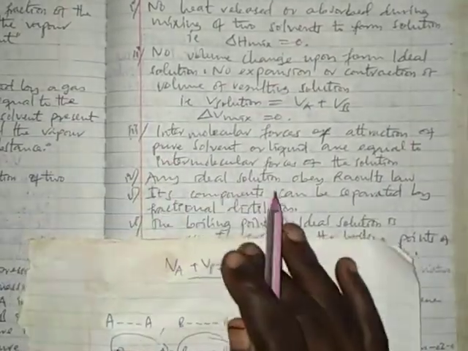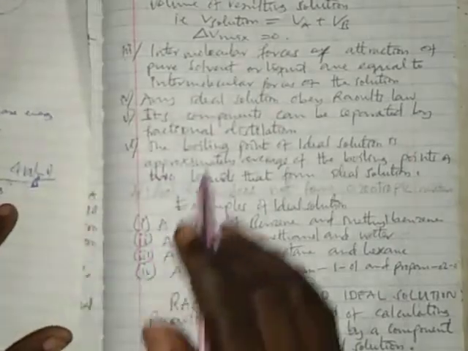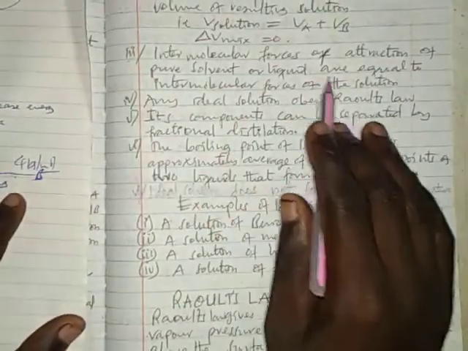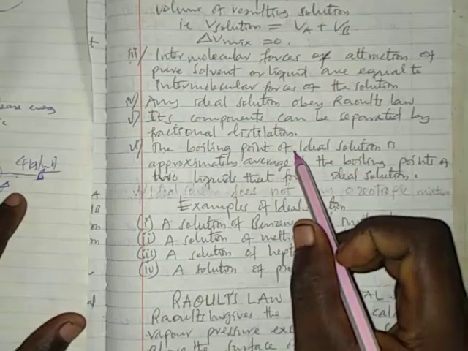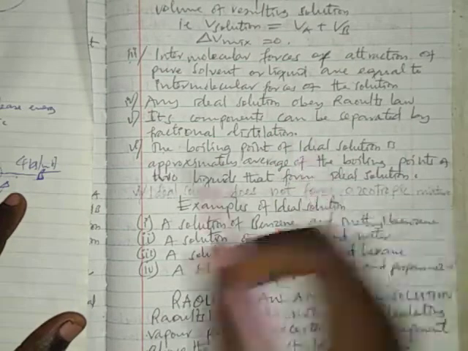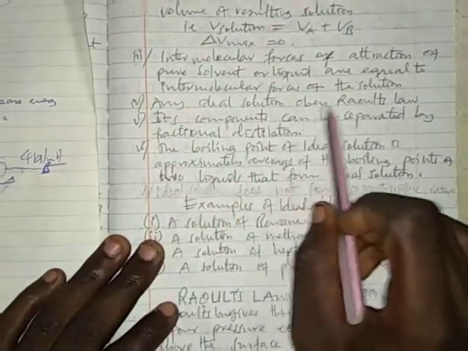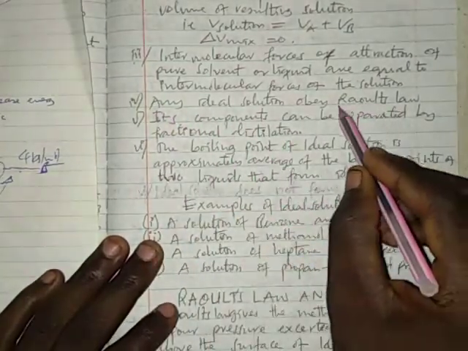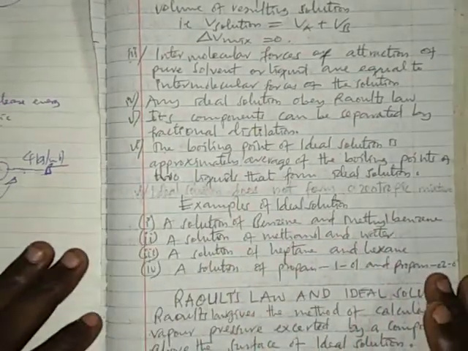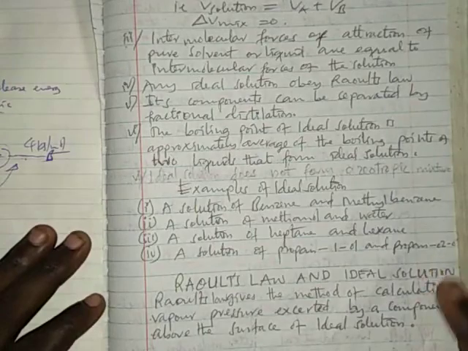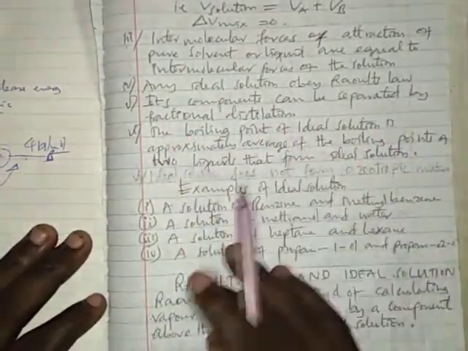From there, property number 3, intermolecular force of attraction. The intermolecular force of attraction of the pure solvents or liquids is equal to the intermolecular force of attraction of the solution, as I have already explained at the beginning. But property number 4, any ideal solution obeys Raoult's law. We shall discuss in the next session what Raoult's law is, and then from there we are saying that its components can be separated by fractional distillation.